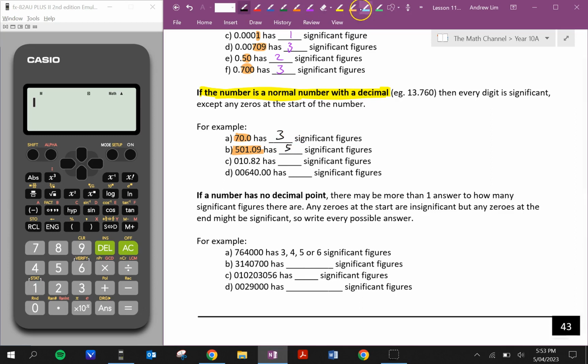Question C, we never write numbers like that. We would normally just write it as 10.82. So actually this only has 4 significant figures. Again, in question D, we'll never write 640.00. We would only write 640.00. So this one has 5 significant figures.